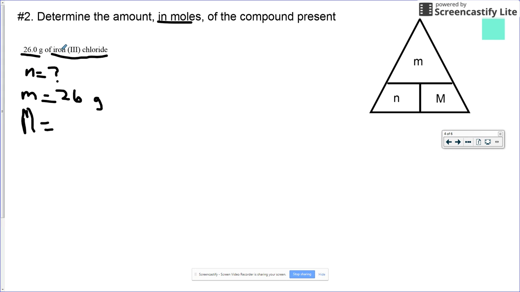So if I look at this, I've got iron. If you're given the name, always convert it to a formula. I've got a 3 positive charge. That's what the Roman numeral is telling me. I've got chlorine, which is a negative charge. So I've got to make sure that I balance my charge. I've got 3 positive, I've got 1 negative, so I need 3 chlorine. Okay, I'm now ready to start figuring out my molar mass. So here I've got Fe, and I've got 1 of them. And I've got chlorine, and I've got 3 of them.